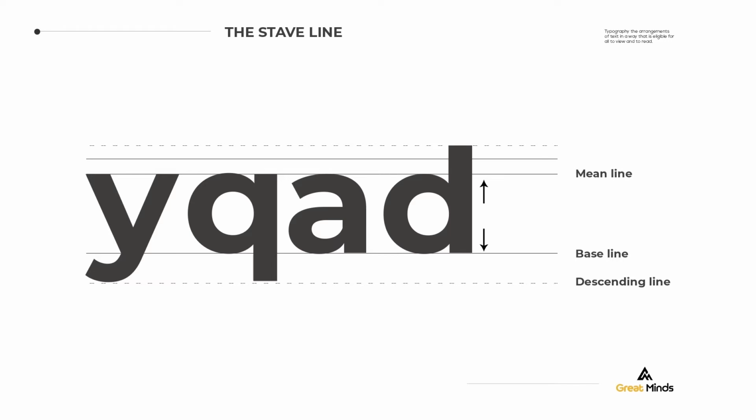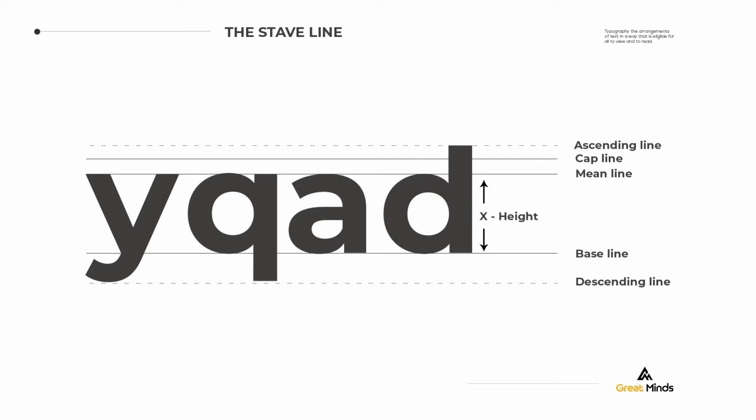And then also we have the mean line, and then also we have the x height. The x height refers to the height in between the mean line and the baseline. We also have the cap line and the ascending line, where all letters with ascenders, especially small letters like letter B and letter D, have their ascenders touching the ascending line.